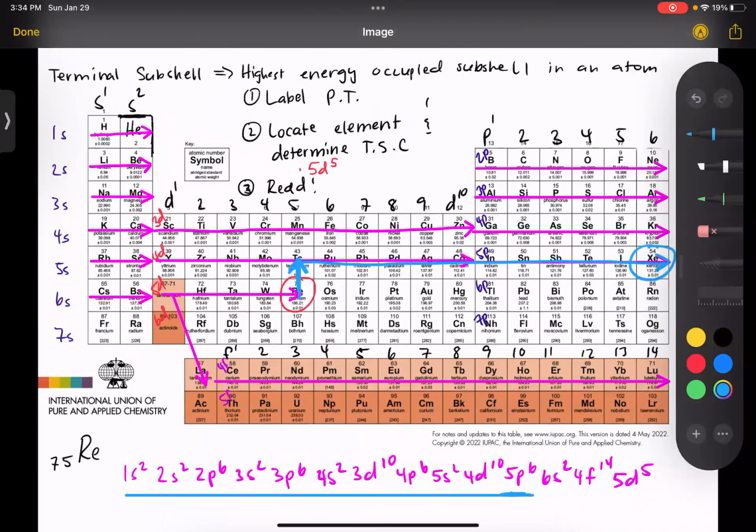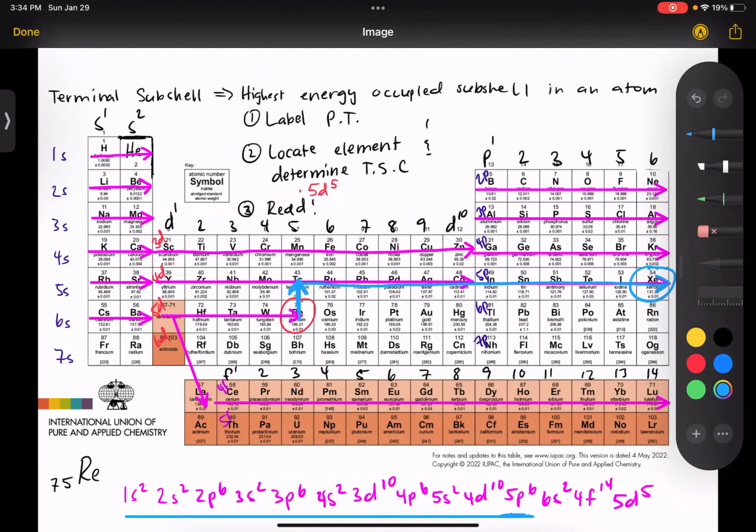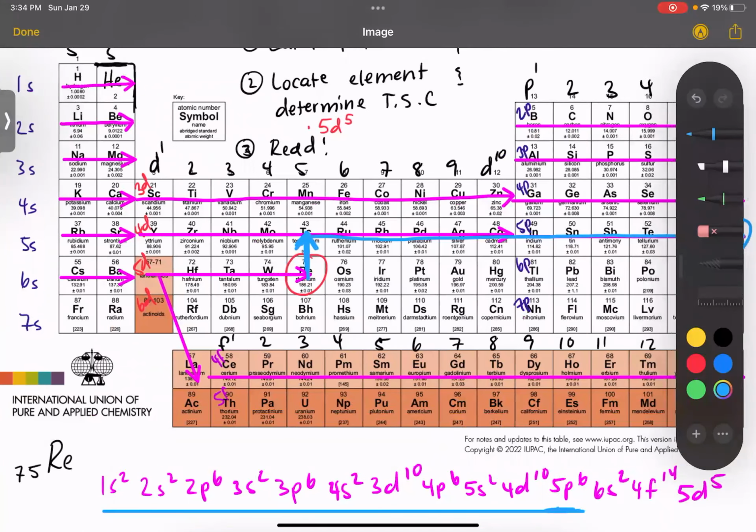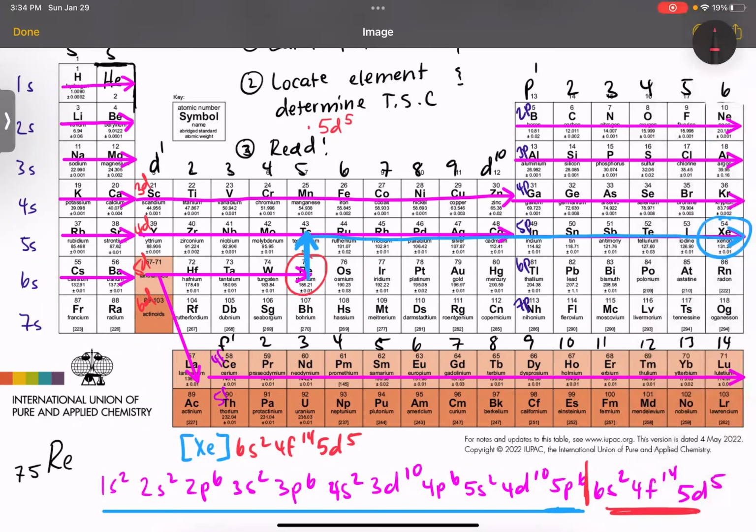And so I can go ahead and abbreviate this whole thing Xe, and then just add on everything that comes after this 5p6, after this xenon electron configuration, would be Xe, 6s2, 4f14, 5d5. So here I've determined the full and abbreviated electron configurations for rhenium.